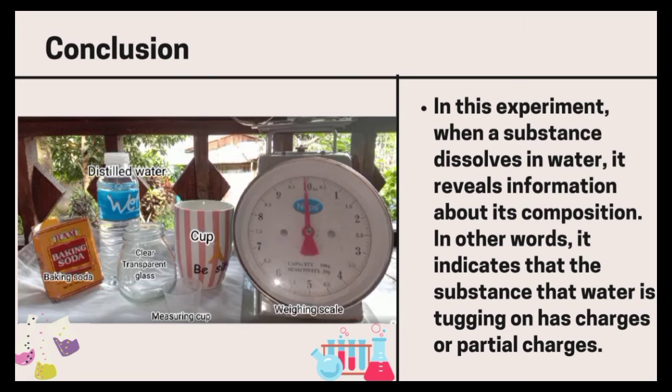Conclusion. As we all know, a solution is a homogeneous mixture of two or more substances. It has two parts, which is the solute and the solvent. So the solute is the substance that will be dissolved in the solvent, while the solution can be categorized based on the components mentioned. So in this experiment, when a substance dissolved in water, it reveals information about its composition. In other words, it indicates that the substance that the water is tugging on has charges or partial charges.